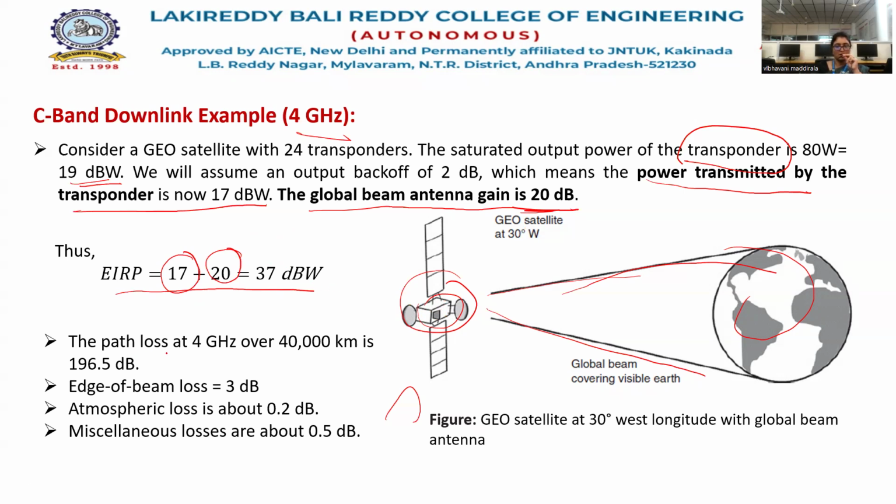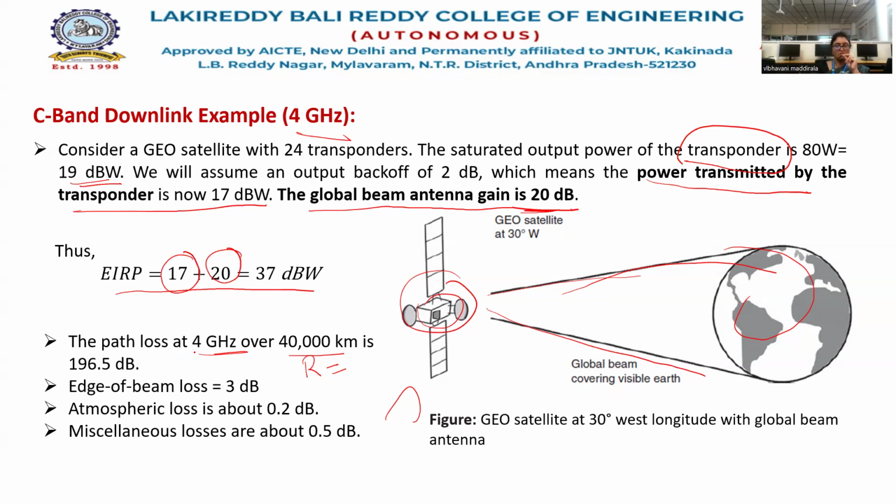Now the free space path loss at 4 gigahertz over 4,000 kilometers. Here 4,000 kilometers is the distance from the satellite to the earth station, that is R. R is equal to 4,000 kilometers. And the operating frequency here is 4 gigahertz.